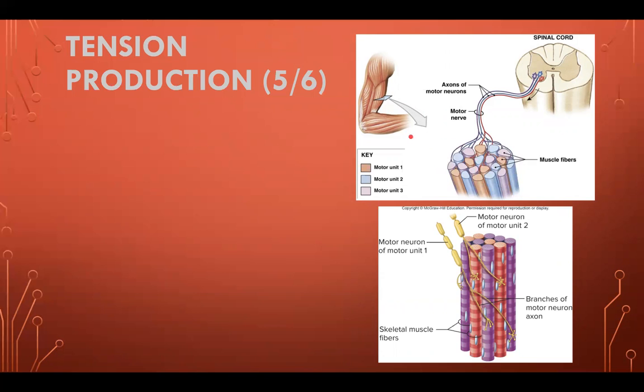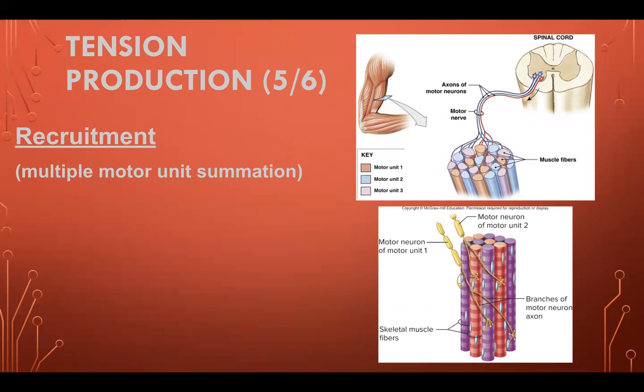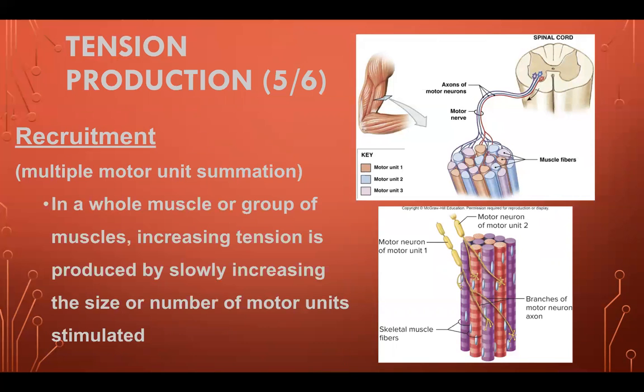So a neuron that's attached to a group of muscle fibers is going to form what is known as a motor unit. And the more motor units that are activated at the same time is known as recruitment. Recruitment is when multiple motor units are activated and summated together. So for a whole muscle, this is how we get a stronger contraction to create more force.